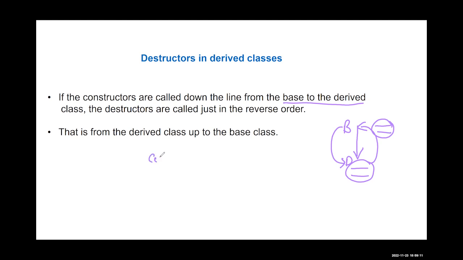So when it comes to the constructor, how do we work? We work from base class to the derived class. When it comes to the destructor, what do we do? If this is my base class and this is the derived class, we go from the derived class up to the base class. I hope this is clear. These are very small concepts which you need to know. Okay, so that is the last part of this particular chapter.